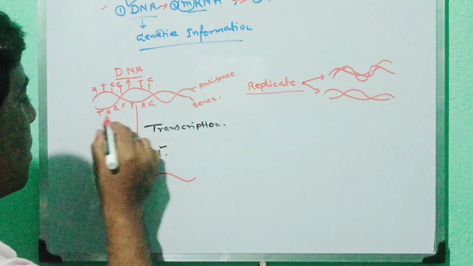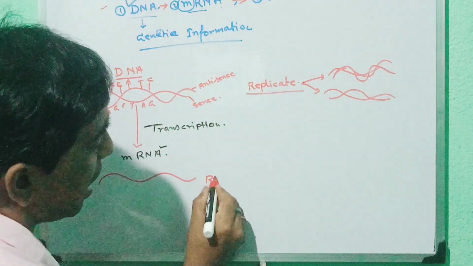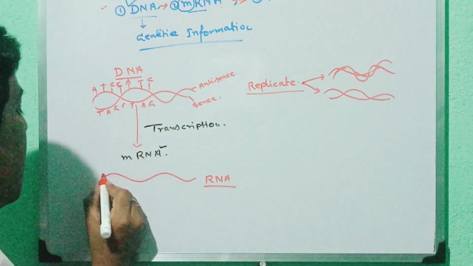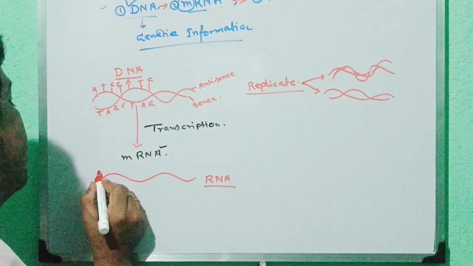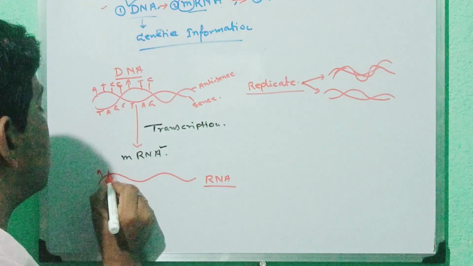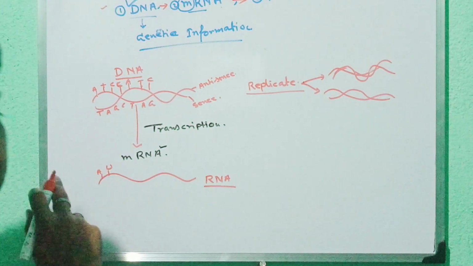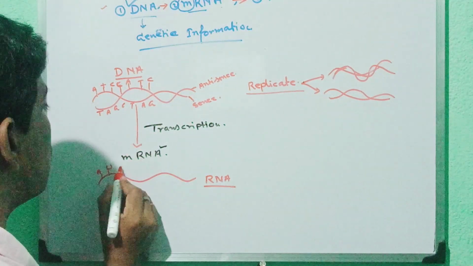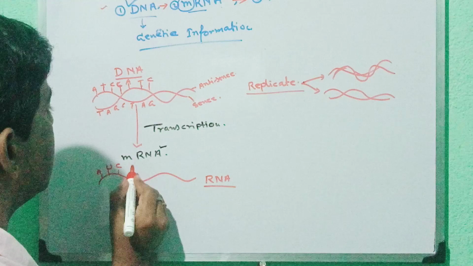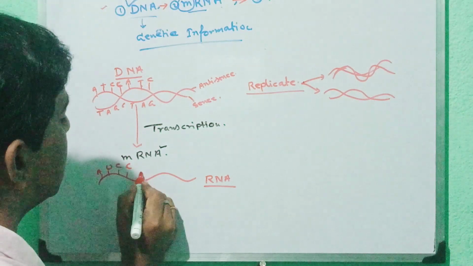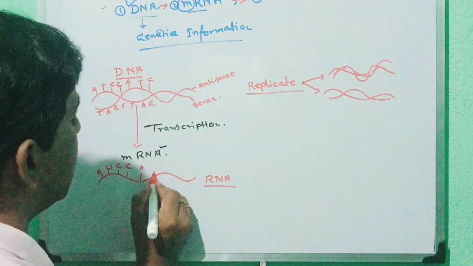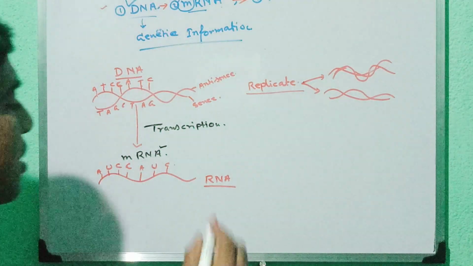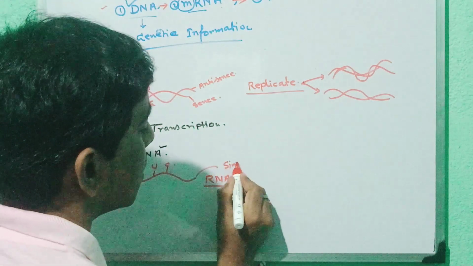And when they produce the RNA, that is mRNA, T produces A, A produces U. In this RNA, only T changes to U. Okay, this is the codon. This is G to C, C to G, T to A, A to U, and G to C. This is the RNA. They are single stranded.